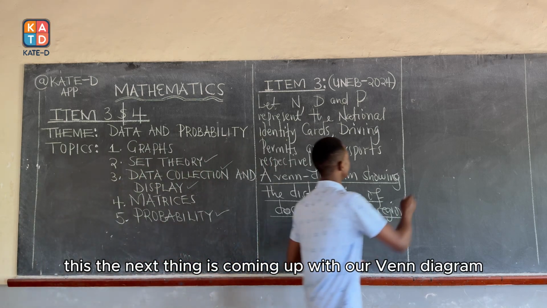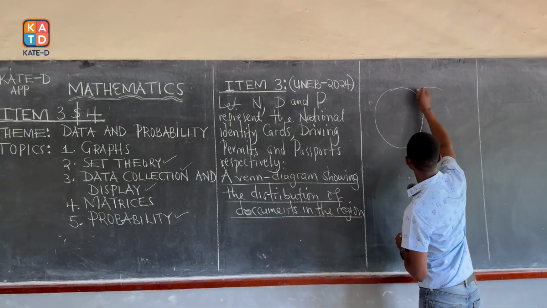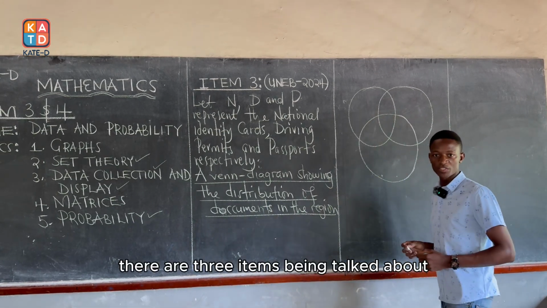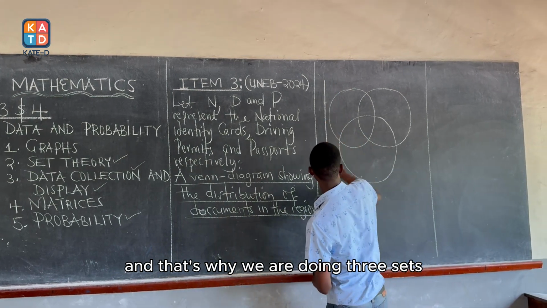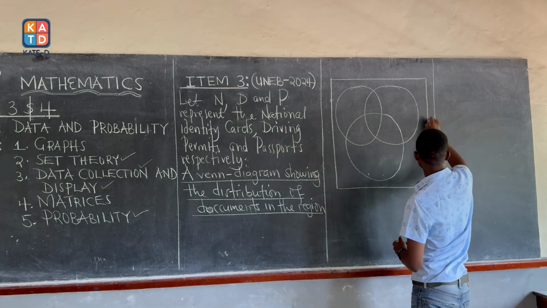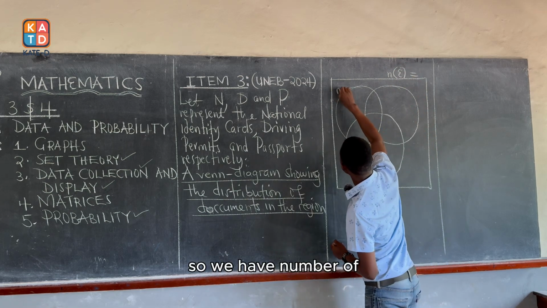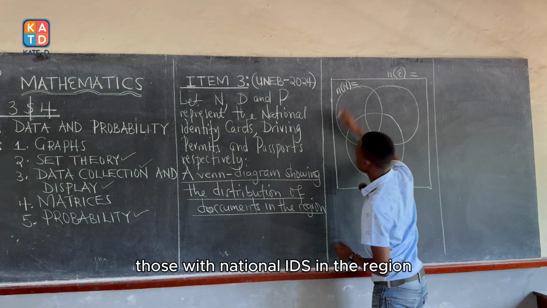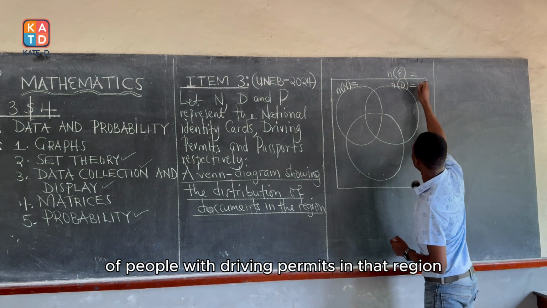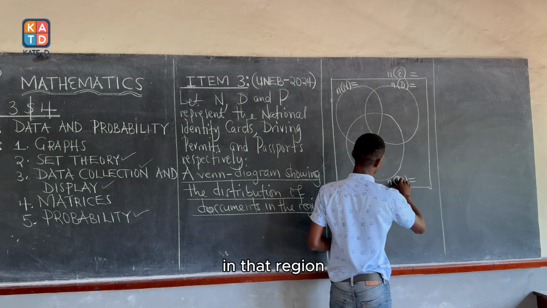So the next thing is coming up with our Venn diagram. We have that. We also have that. There are 3 items being talked about, and that's why we are drawing 3 sets. So we have the universal set there. So we have the number of those with national IDs in the region, the number of people with driving permits in that region. Then here we also have the number of people with passports in that region.